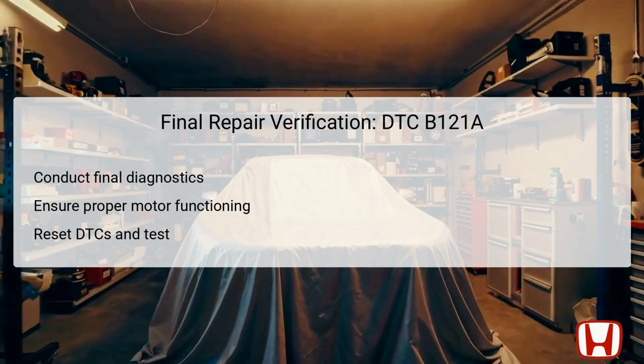Once repairs are made, reset the DTCs again and perform a comprehensive test of the climate control system to verify normal operation. Monitor the performance for any irregularities or reappearance of the code. Successful verification means that the system is now free from issues related to DTC B121A. This step solidifies the resolution of the problem and ensures passenger comfort is restored.